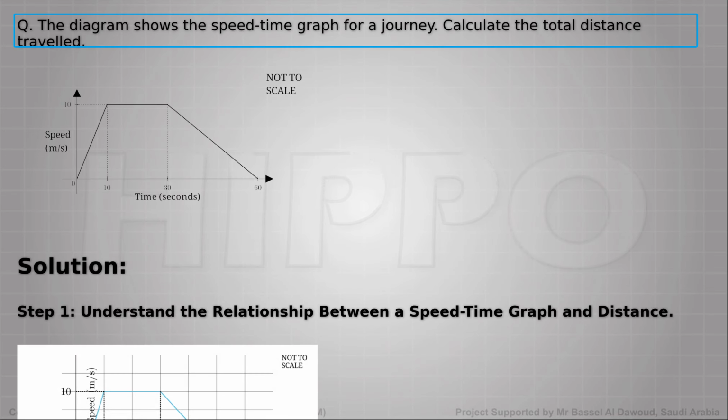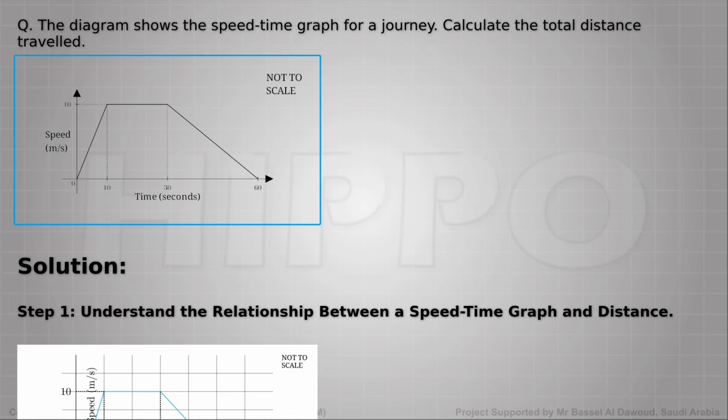We are given a speed-time graph that tracks a journey over 60 seconds. The question asks us to calculate the total distance traveled. This is a very common type of question on the SAT. The key is to know the relationship between a speed-time graph and the distance an object travels. Let's dive in and break it down.